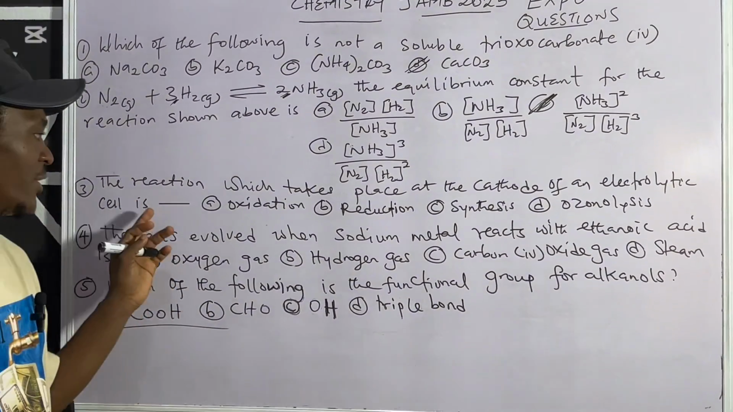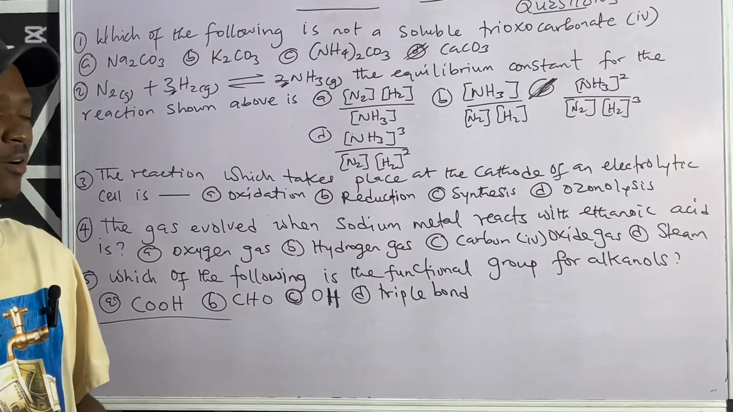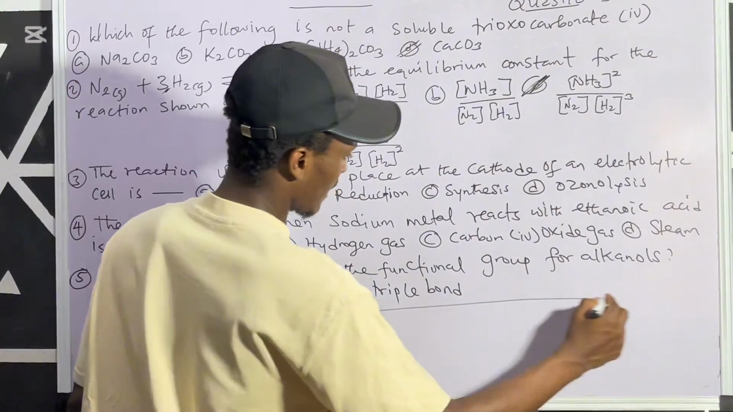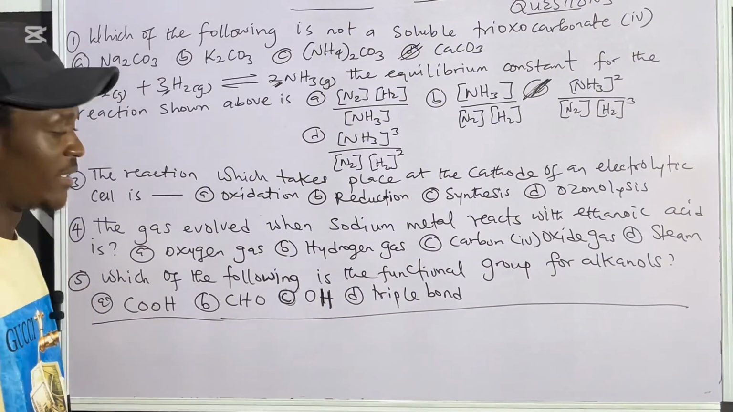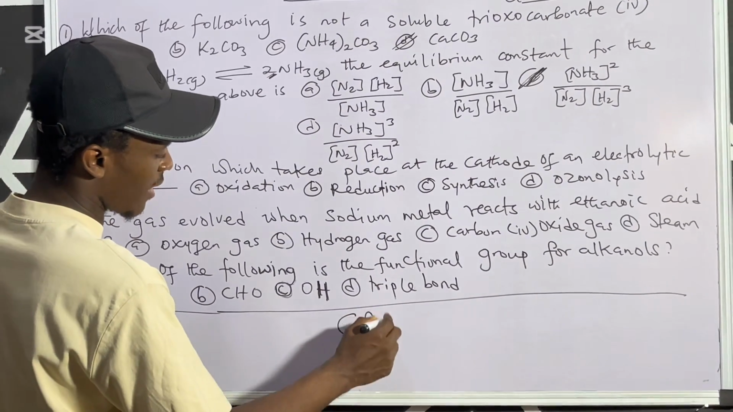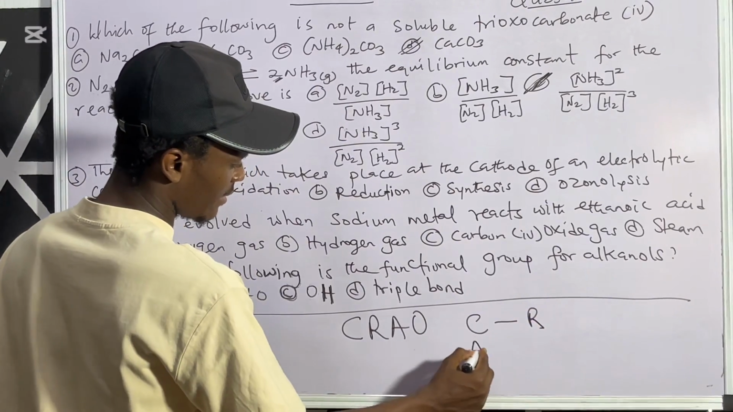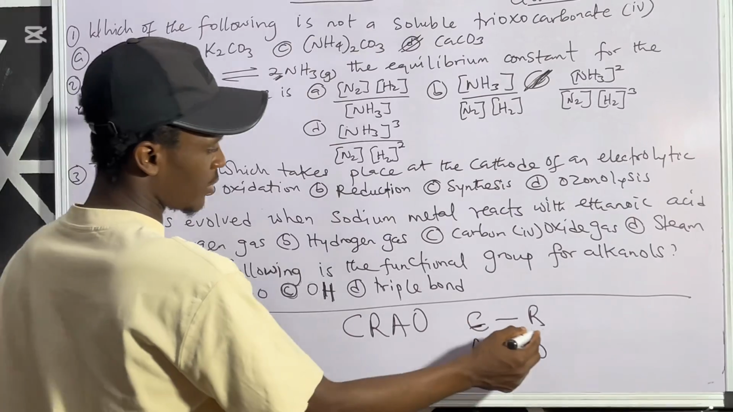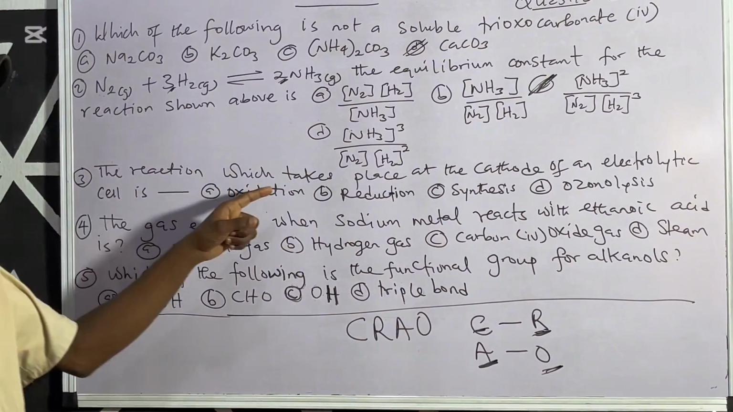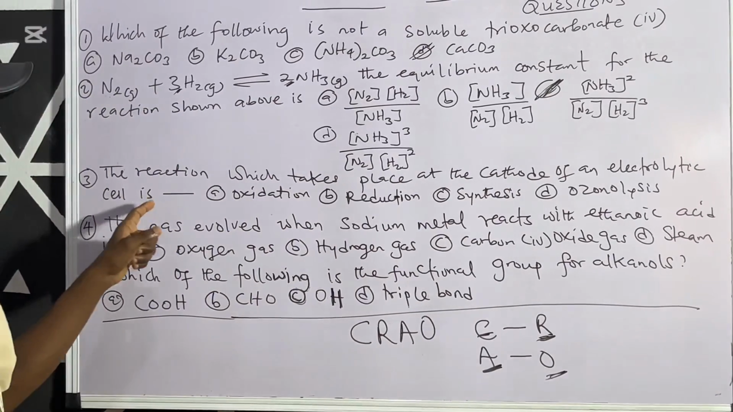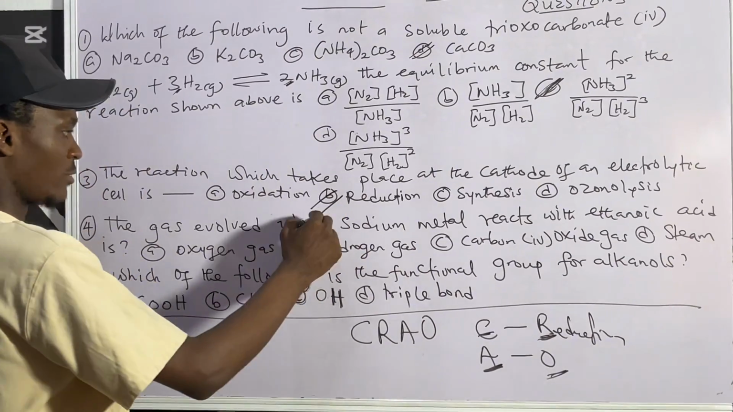Then number 3, the reaction which takes place at the cathode of an electrolytic cell is dash. Of course, I've given a code one time for you to know the reaction that occurs at the cathode or at the anode during electrolysis, by the use of this code, CRAO. That C is to R, then A is to O, meaning cathode is to what? Reduction, and anode is to what? Oxidation. So they said the reaction which takes place at the cathode of an electrolytic cell is, of course, reduction. So the correct option is option B.